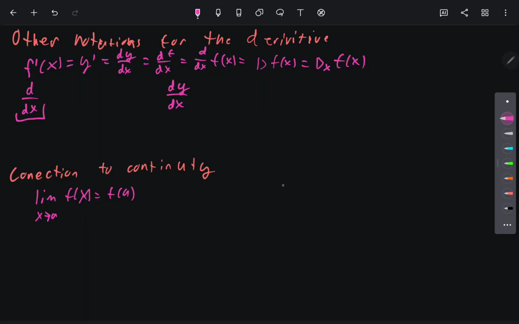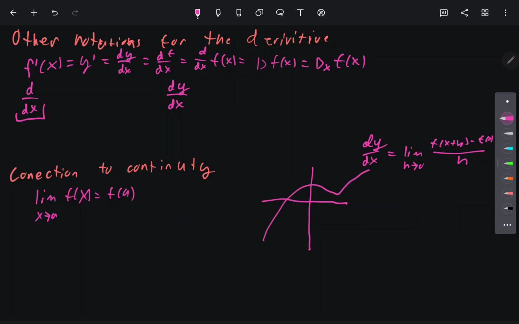So the reason for this is we're dealing with limits. A derivative is a limit. dy/dx is really the limit as h approaches 0 of f of x plus h minus f of x all over h. This is a limit. So suppose that we have a point x. Well, this function needs to be continuous for us to be able to evaluate the limit.